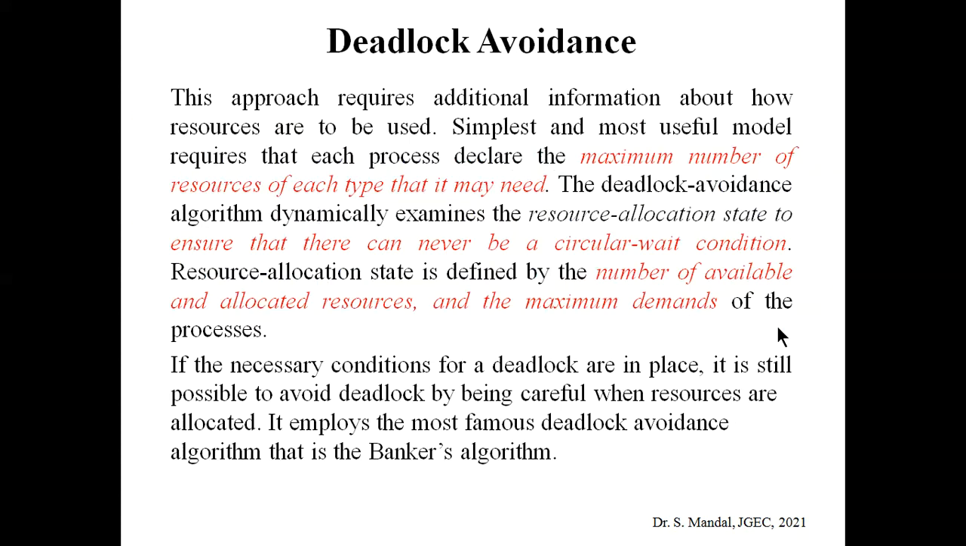Now, the second strategy, deadlock avoidance, which is a very important and useful technique. Here we want to avoid the deadlock condition, and to do so we need some additional information, like how resources are to be used. This information may be the maximum number of resources of each type that a process may need, what the maximum demand is, what the available resources are, and what the allocated resources are. All this information should be present to avoid the deadlock.